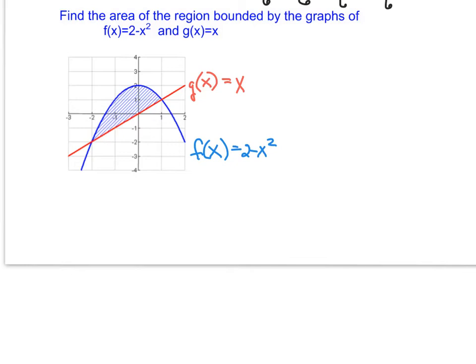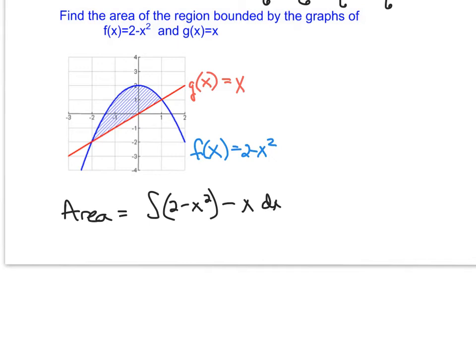Now again, it's important to set up our antiderivative so that I am taking the top curve minus the bottom curve. So we're going to say the area between the two curves will be equal to the antiderivative of the top curve, which is the blue curve, 2 minus x squared, minus the red curve, which is below, minus x dx. Now in this example, we were not given the boundaries to use as far as the left and the right endpoints where my areas begin and end.